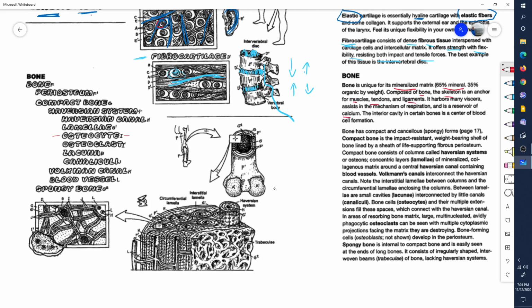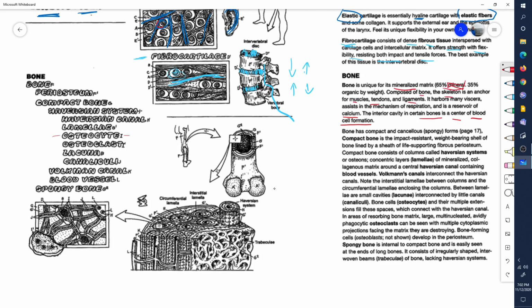It also carries a lot of calcium, as you know. That's one of the minerals, and it's where it houses the calcium that's needed for our body. Inside some bones is where blood cell formation occurs, in the marrow of the bone. Now let's take a look at it.